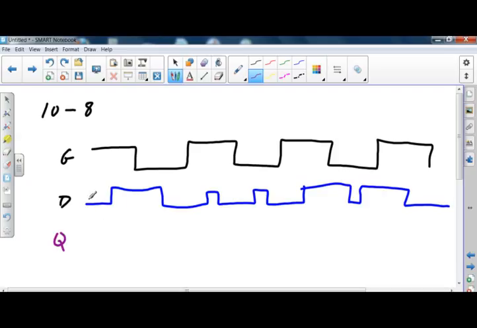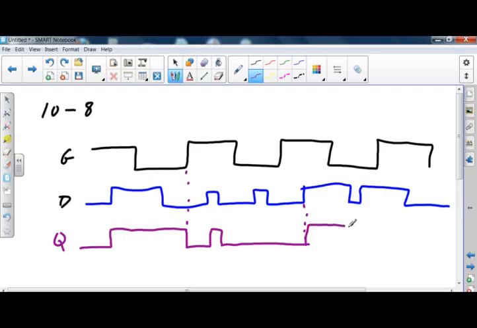Alright, the gate's on, so Q's off until the data's set. The data is set, the gate goes off. Nothing can happen to it until the gate goes on again, and then data goes down. Data's going to go up and down because the gate's on. I'm down. It doesn't matter that data went up because the gate's off. Now the gate's on, data's high, so I'm going to go high.